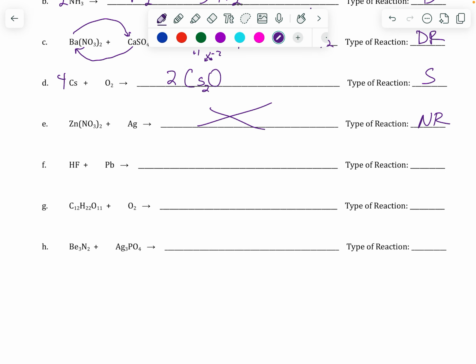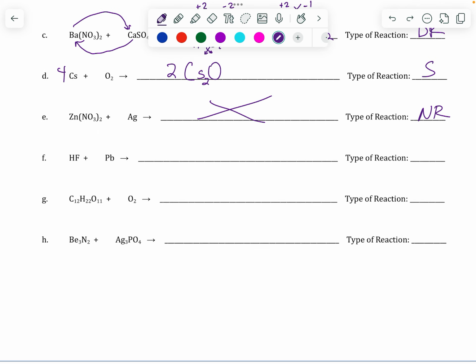Because no reaction happens, that's why I put no reaction here. What would happen would have been a single replacement, so that's why you could put SR there and just put the no reaction here. Again, it doesn't matter. But again, silver is trying to kick out zinc, but it doesn't allow that to happen because zinc is more reactive, so the nitrate wants to stick with the zinc.